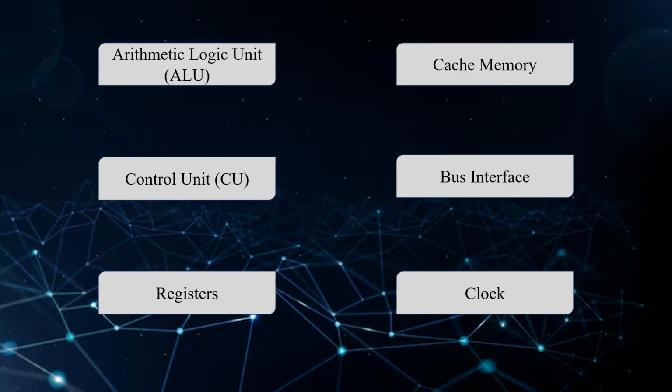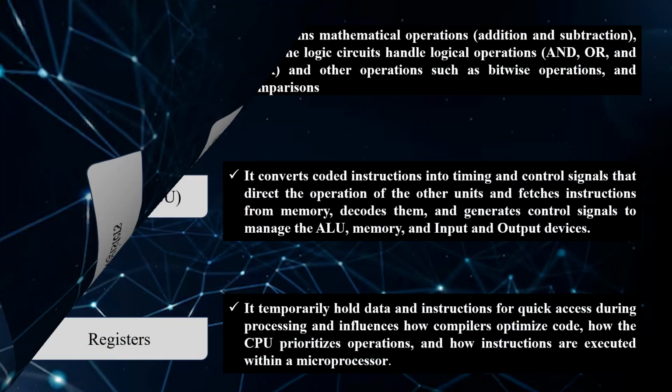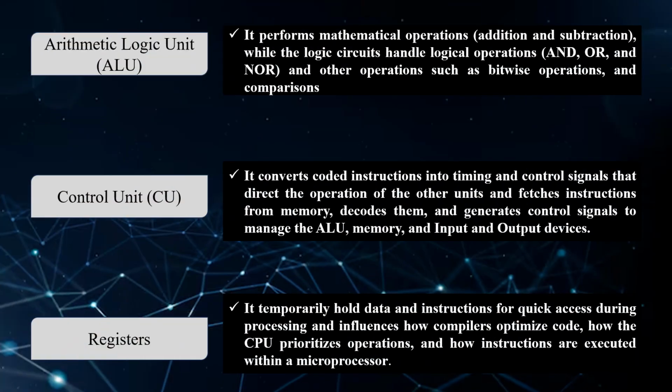This slide shows the 6 internal components of the system. Together, they represent how the system is structured and how the main functions are organized internally. The arithmetic logic unit handles two main tasks: mathematical operations like addition and subtraction, and logic operations like comparing data using AND, OR, and NOR gates.